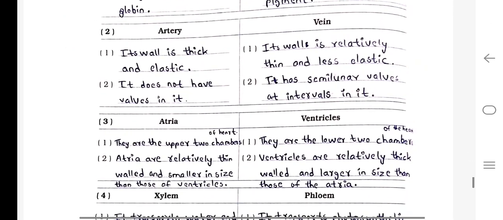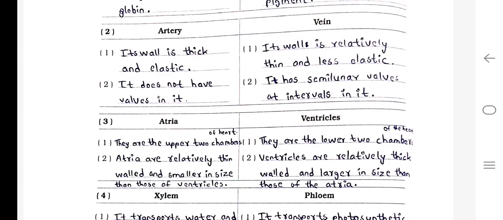Second, artery. Number 1. Its wall is thick and elastic. Number 2. It does not have valves in it. Vein. Number 1. Its wall is relatively thin and less elastic. Number 2. Semilunar valves are present in it.